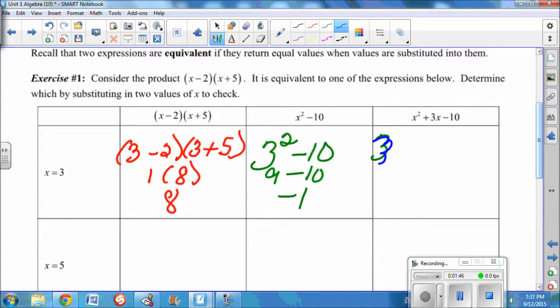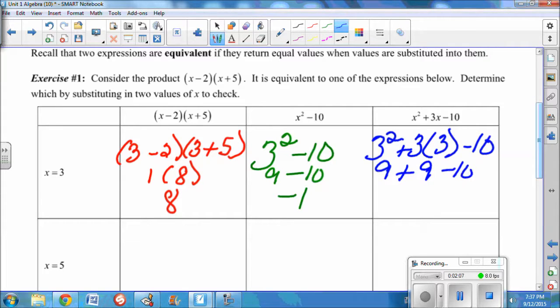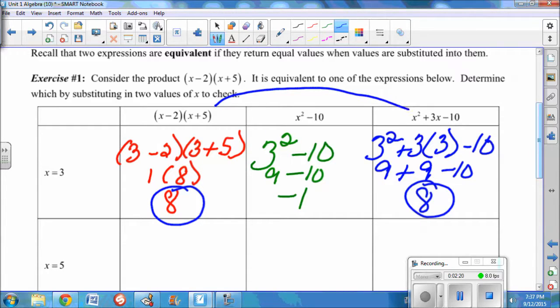3 squared, that's kind of a crazy looking 3. I'm using a new stylus that I just got on Friday, so this is kind of new to me. So 3 squared plus 3 times 3 minus 10. So 9 plus 9 minus 10, that gives us 18 minus 10, 8. There's our winner. So x minus 2 times x plus 5 is our original, and that is equivalent to that nice trinomial x squared plus 3x minus 10.